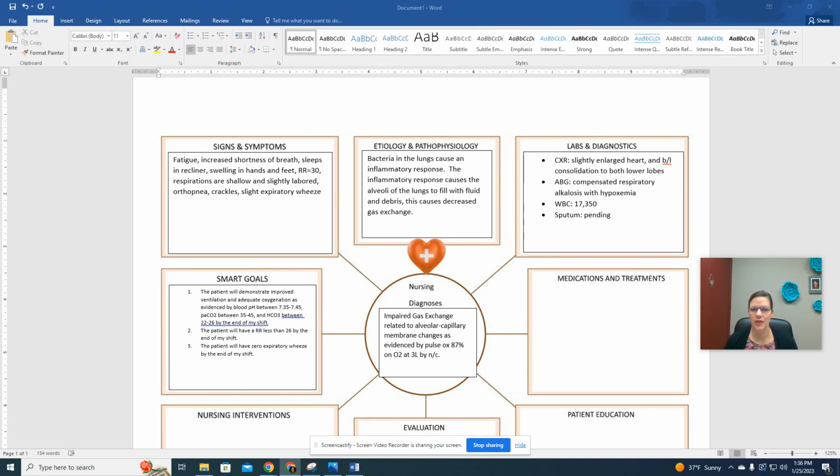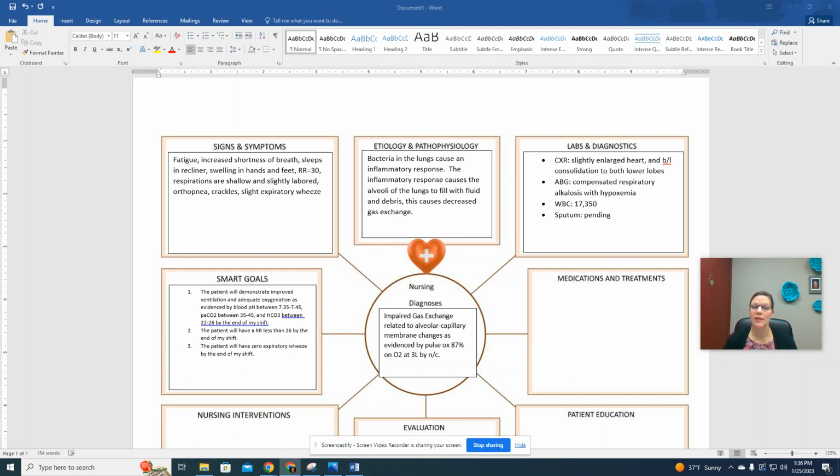Okay, so let's look at my SMART goals. I chose the patient will demonstrate improved ventilation and adequate oxygenation as evidenced by blood pH between 7.35 and 7.45, PaCO2 between 35 and 45, and HCO3 between 22 and 26 by the end of my shift.